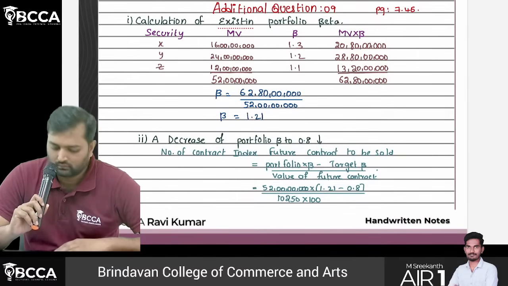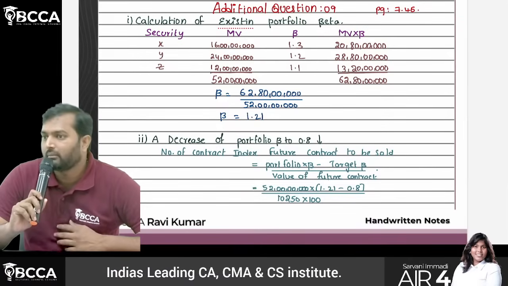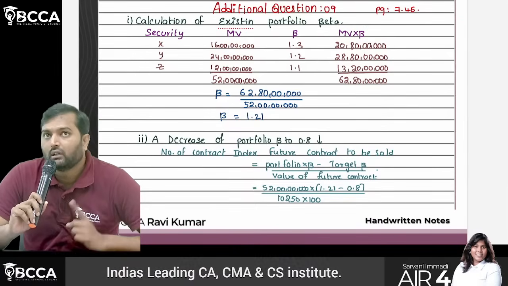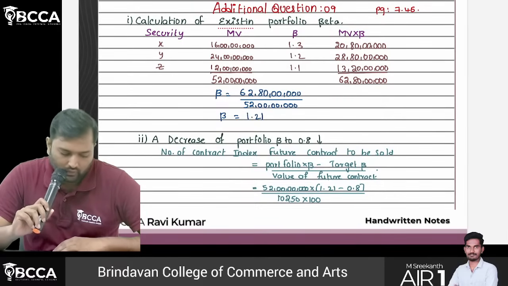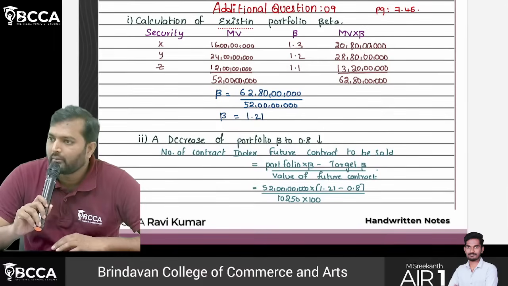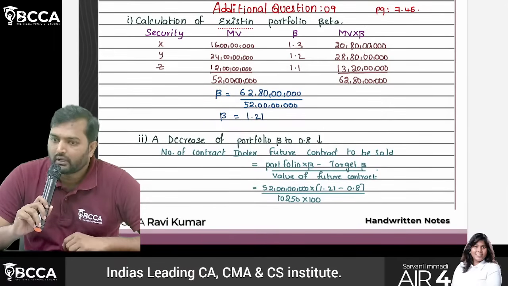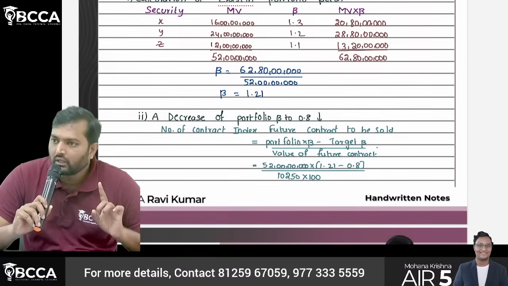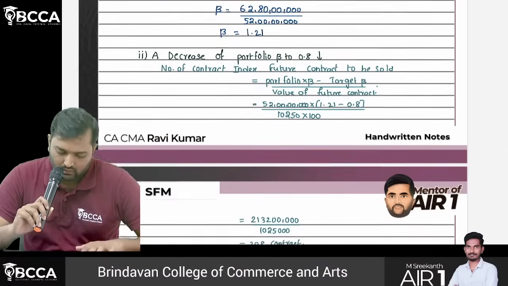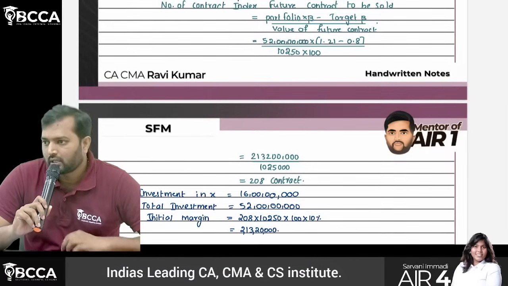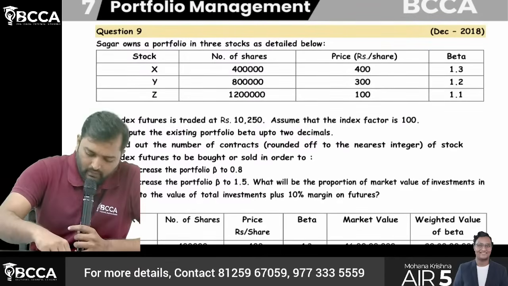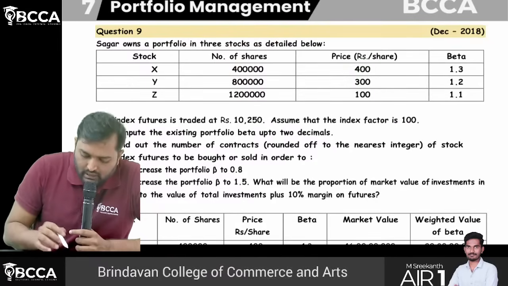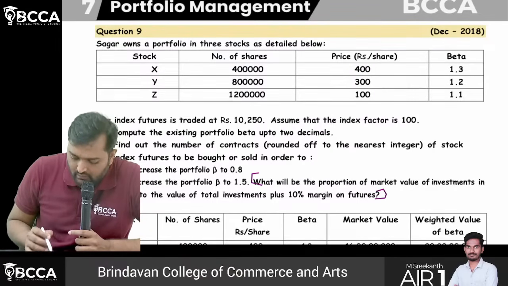Portfolio value into existing beta minus target beta, divided by value of one future contract. So 52 crores is the portfolio value, into existing beta 1.21 minus target beta 0.8, divided by value of one contract. Contract size is 100 into 10,250. So 208 contracts. But here there is one special point. They are asking this special point for both cases.